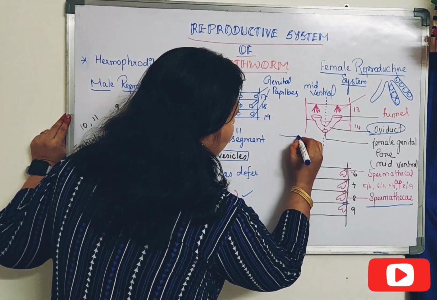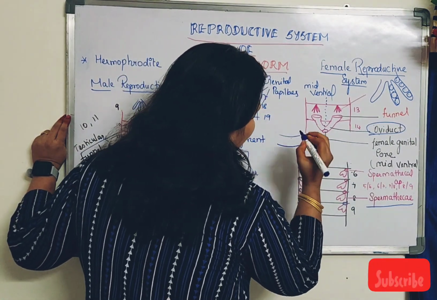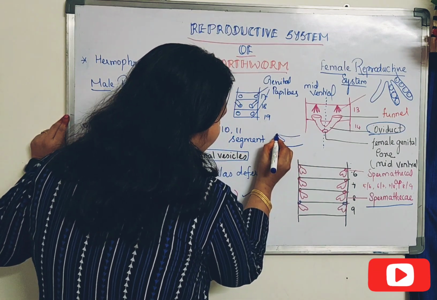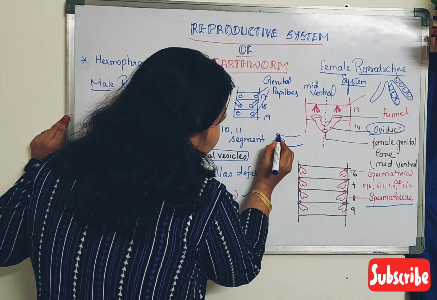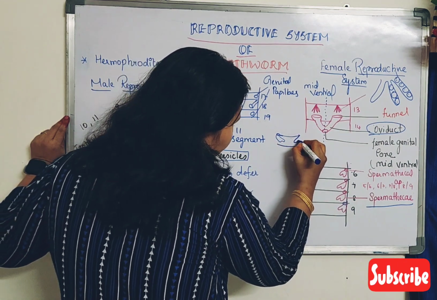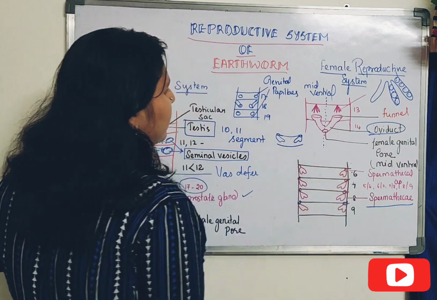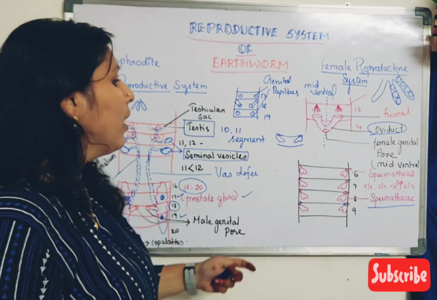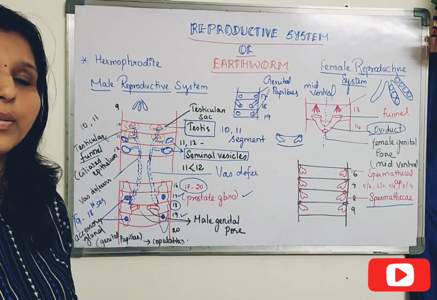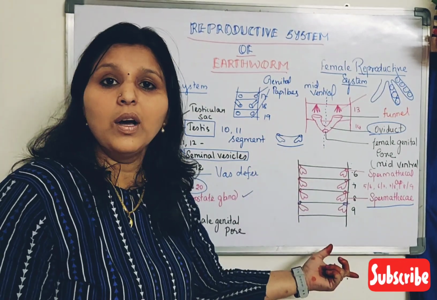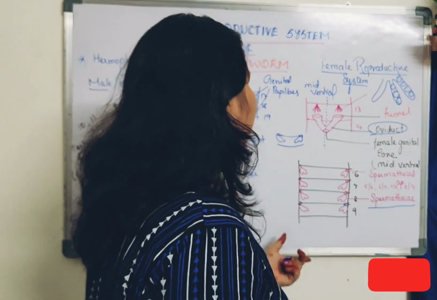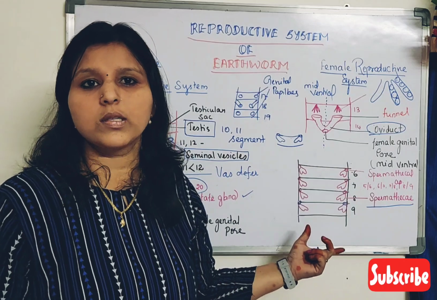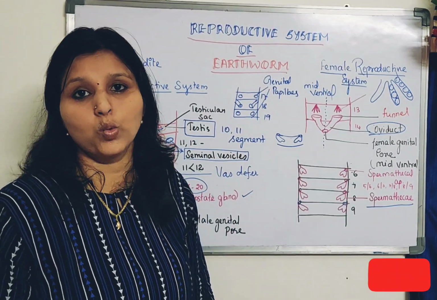If this is one segment and this is another segment, and the spermatheca is present here, the aperture is present exactly at the segment junction. We call this opening the spermathecal aperture, where the deposition of sperms from the other earthworm occurs. Clear? So in the next video, I'll take up the copulation process: how does copulation happen in the earthworm? Thank you.